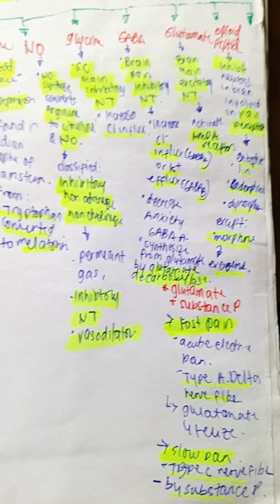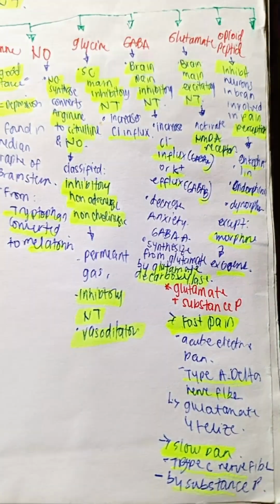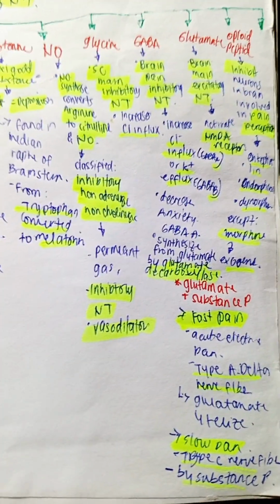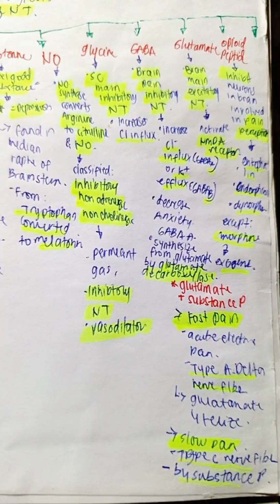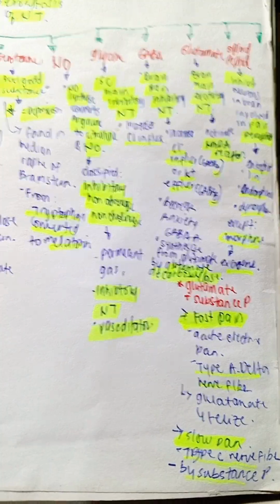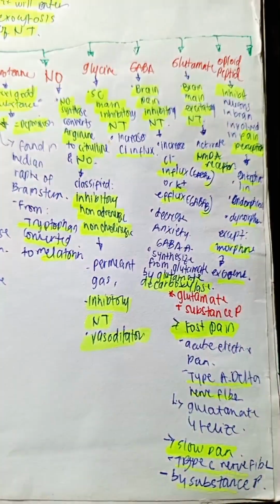And for the trivia, we have fast pain and slow pain. Fast pain is an acute, electric pain, and it uses type A delta nerve fibers, and the neurotransmitter responsible for the fast pain is glutamate. However, the slow pain uses type C nerve fibers, and the responsible neurotransmitter here is substance P.